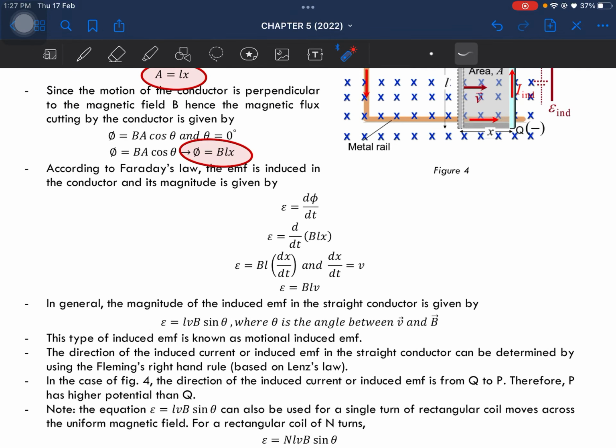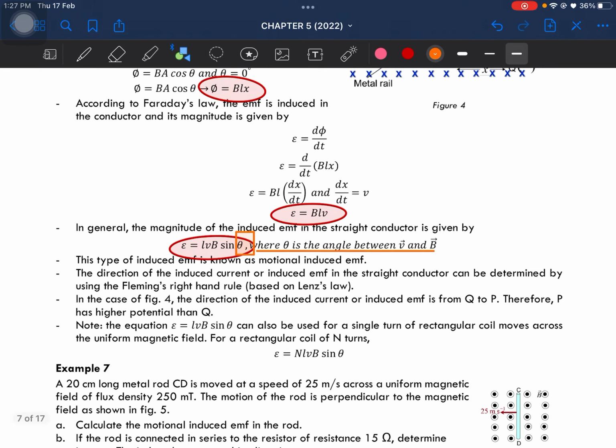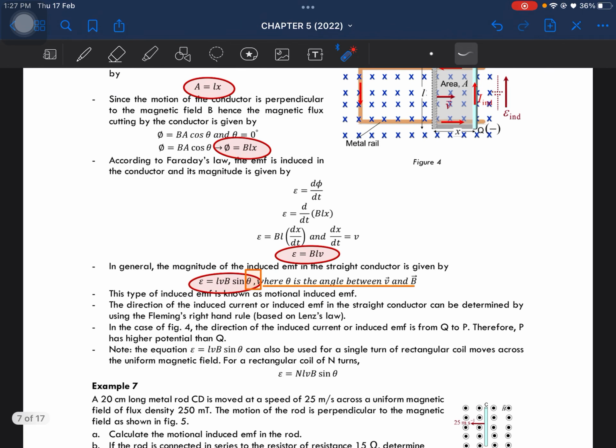Okay, so according to Faraday's law, the induced EMF is given by this equation here. Okay, so in general, the magnitude of induced EMF is given by E = LVB sine theta, where the angle theta is between V and B. Okay, between V and B. So this type of induced EMF is known as motional induced EMF because the straight conductor moves, then there's an induced EMF. That's why it is known as motional induced EMF.